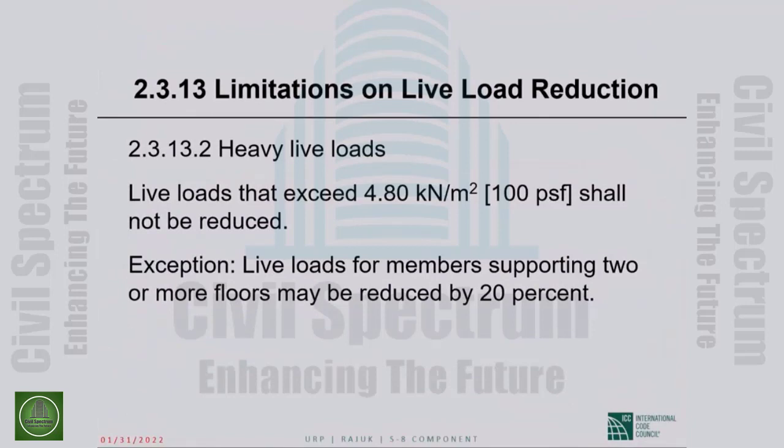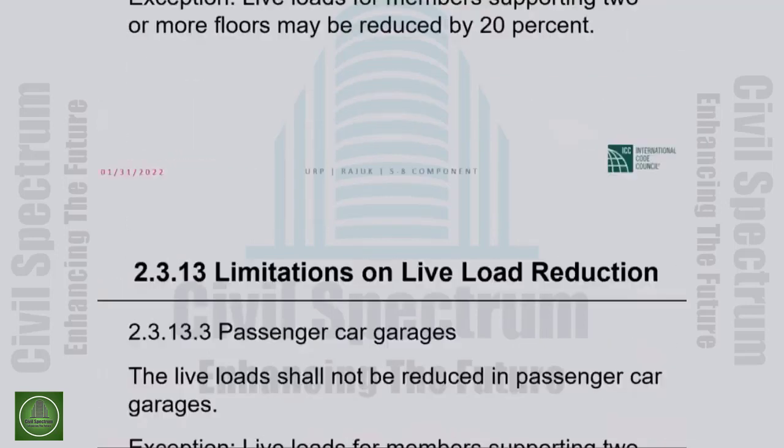Limitations on live load reduction. Live loads that exceed 100 pounds per square foot cannot be reduced. 4.8 kilonewton per square meter. Exception to that, live loads for members supporting two or more floors may be reduced by 20%. So columns and wall loads up to 20%. Okay. So heavy live loads cannot be reduced, except live loads for members supporting two or more floors may be reduced by 20%.